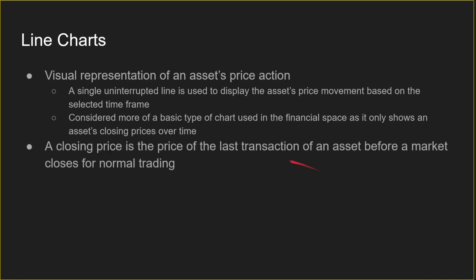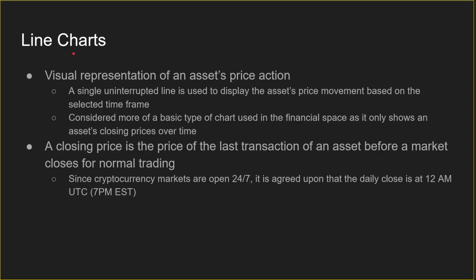Now, the main thing to keep in mind with line charts is that the closing price of the last transaction of an asset before the market closes for normal trading is what is factored into the line chart. Since in our case we are cryptocurrency traders, since cryptocurrency markets are open 24/7, it's agreed upon that the daily close is at 12 a.m. or 0000 UTC, basically the start of the new day.